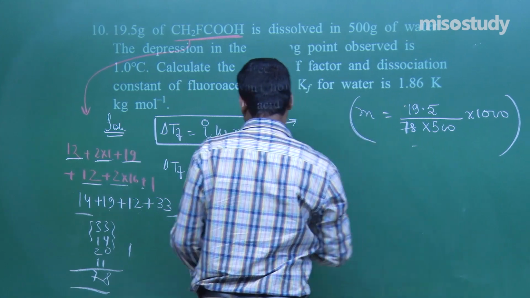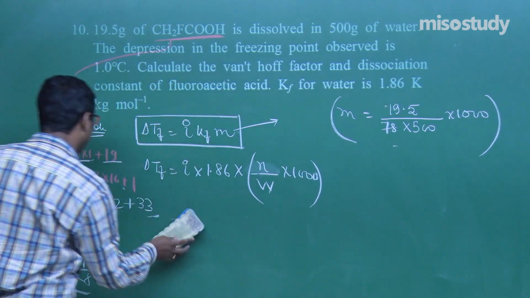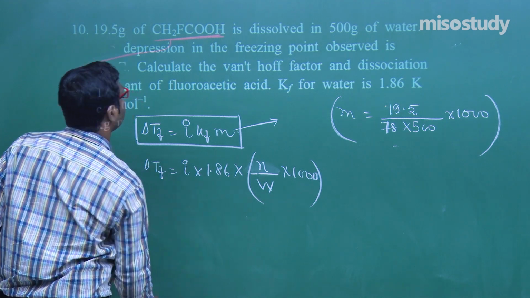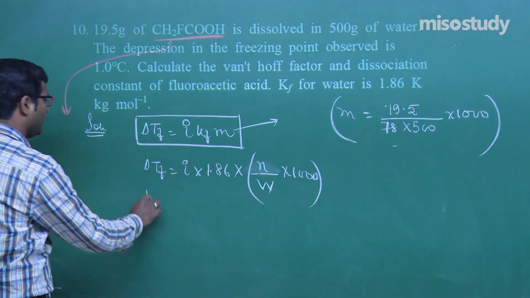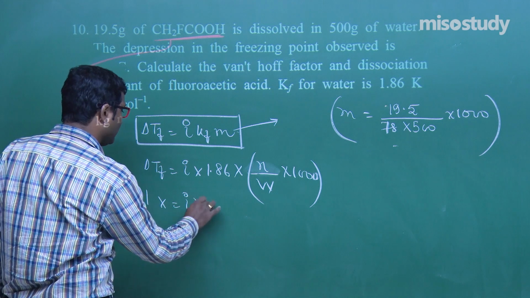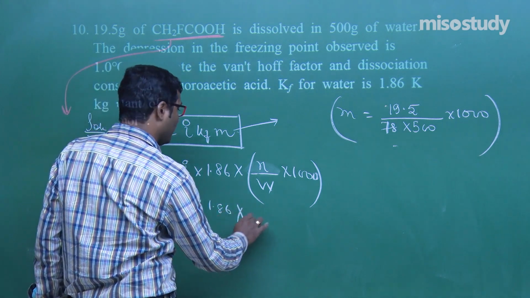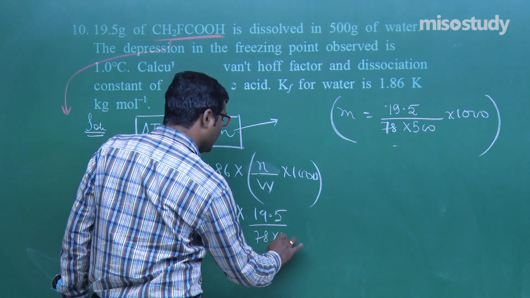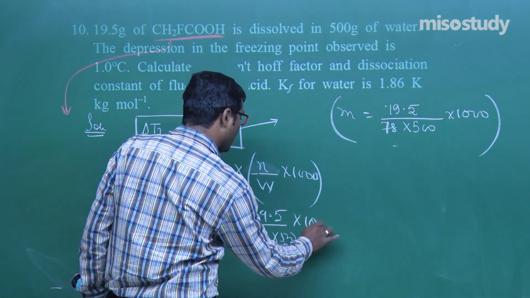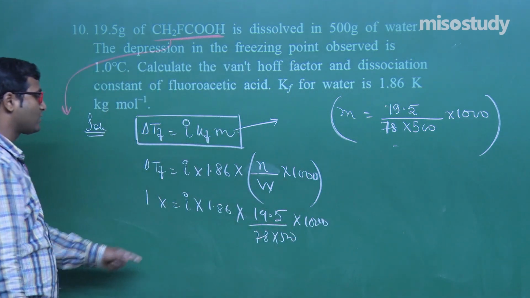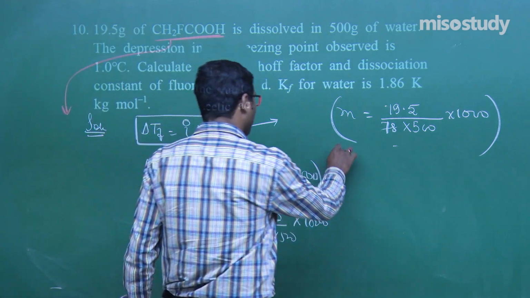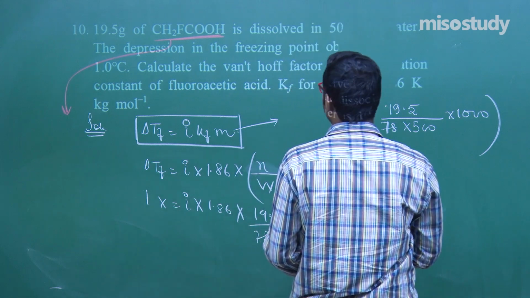What we get here? The overall molality. Now if I put this value here, the depression in the freezing point is given as 1 degree, put 1, that is i into 1.86 multiplied by 19.5 upon 78 into 500 into 1000, my friend. Then definitely after solving we get the value of i. Now let's move to the next one. What is given here again?